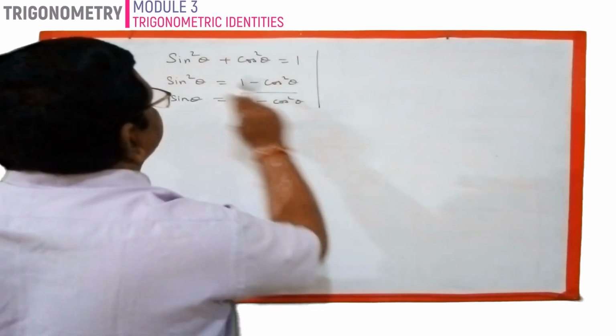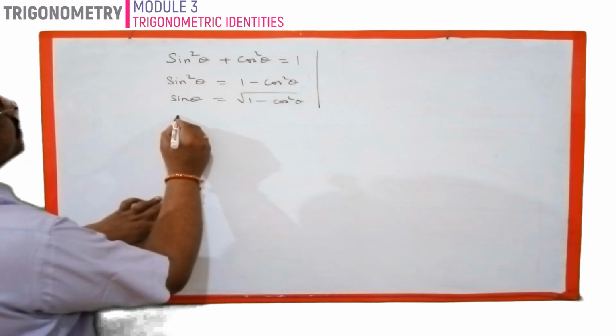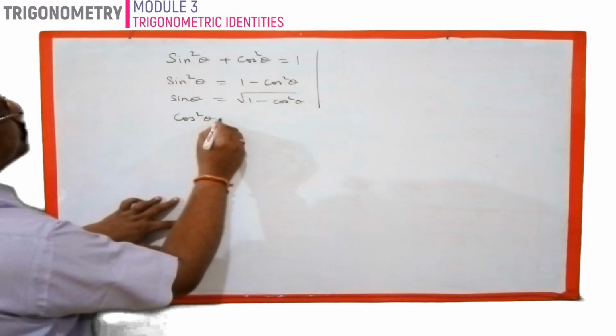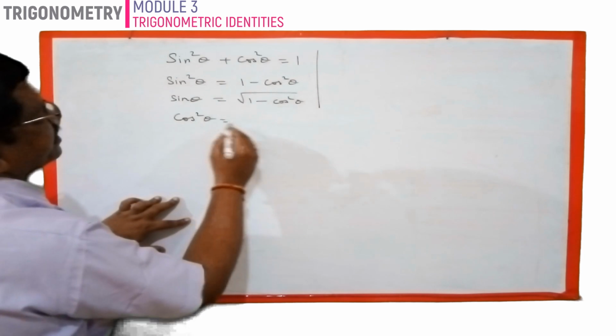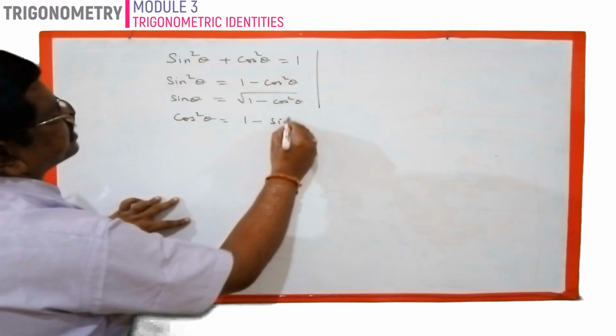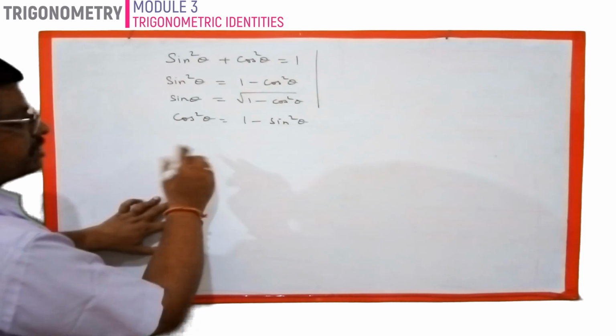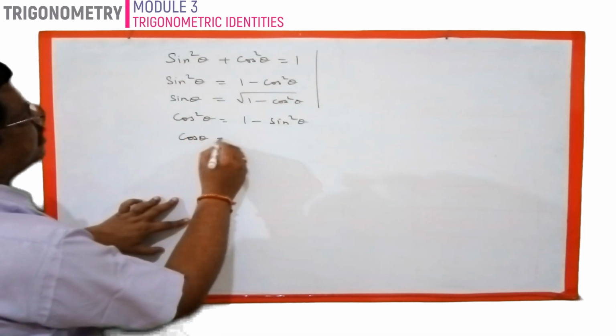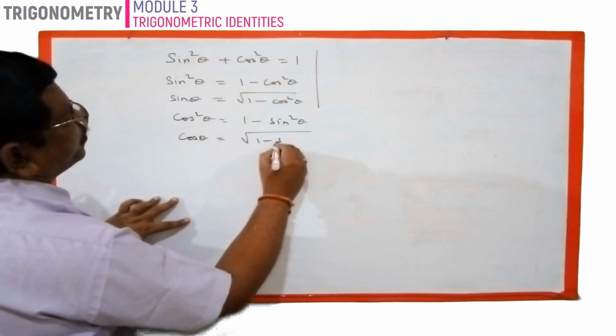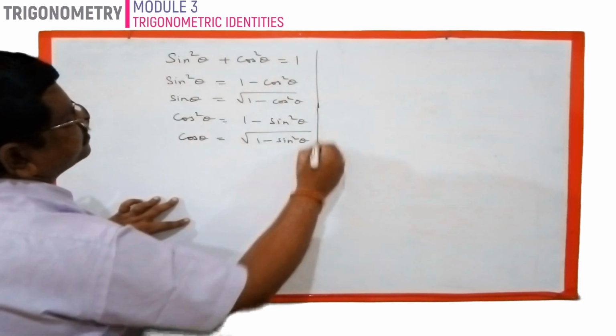Similarly, from this what we can get? Cos square theta. If you want cos square theta, take sin square theta to the right hand side. So you will get 1 minus sin square theta. Again, if you take the square root on both sides, you will get cos theta is equal to root of 1 minus sin square theta.